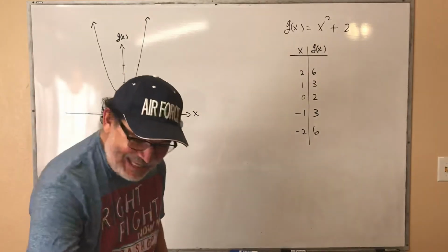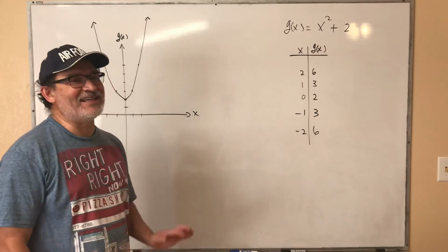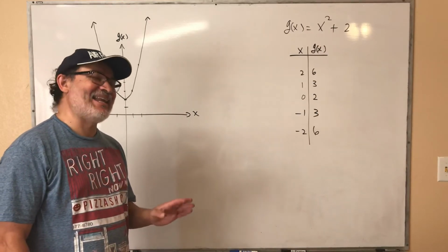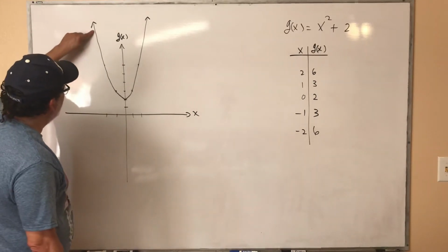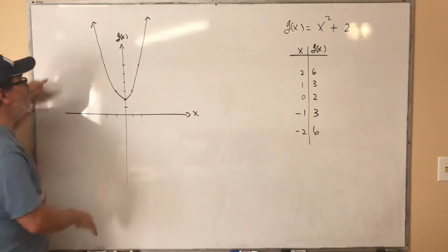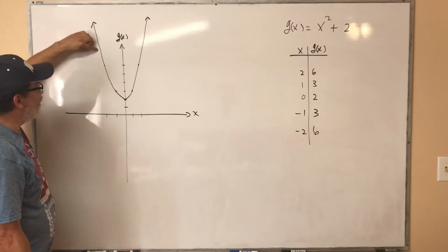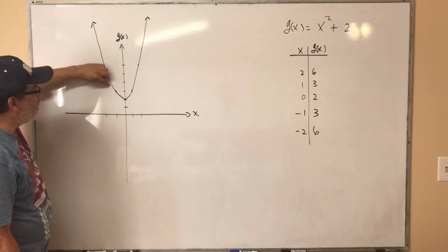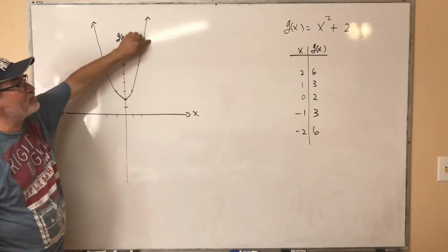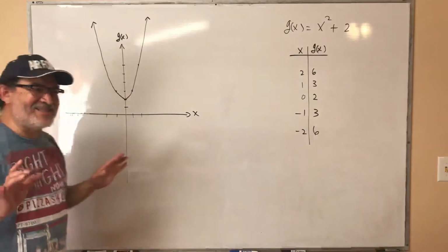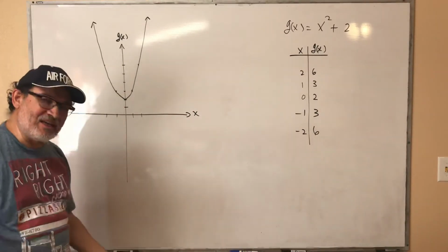Okay, can you tell me where the function is increasing and decreasing? You see here? Remember, you're always walking in that direction. If you walk this way, it's decreasing. And then you begin to increase. Can you give me the interval where this function is increasing and decreasing?